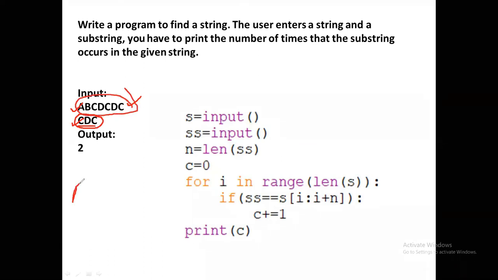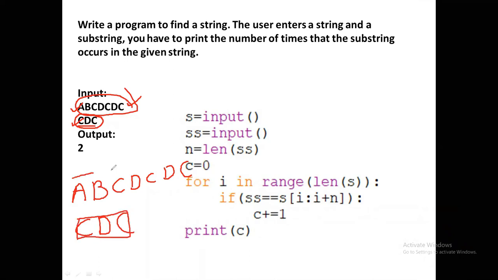So A, B, C, D, C, D, C. Now the substring is CDC. How can we check this? I take this CDC, check it with the string, and start from here. If it is matched, then I increment the count.